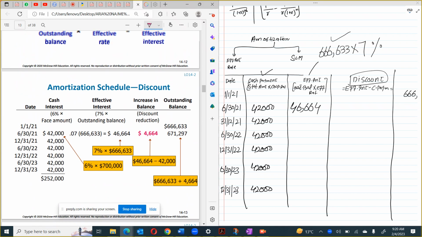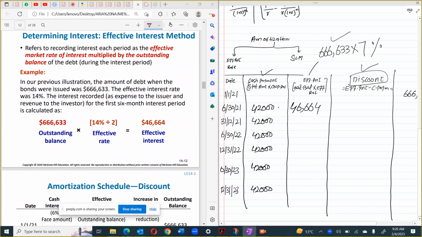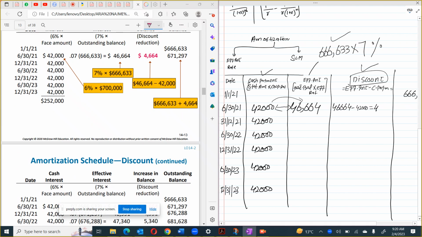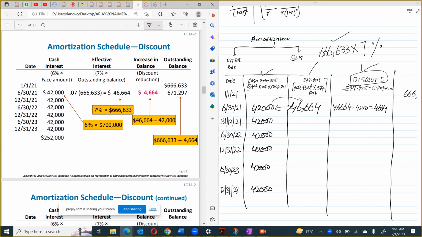So now, how will you calculate the discount? You will take the difference of these two. What will be the difference? You will deduct 42,000 from this amount. I will write it here so that you can know how I did it. Minus 42,000, this will be equal to 4,664. So how did you calculate the effective interest? How did you calculate the discount? Got it?